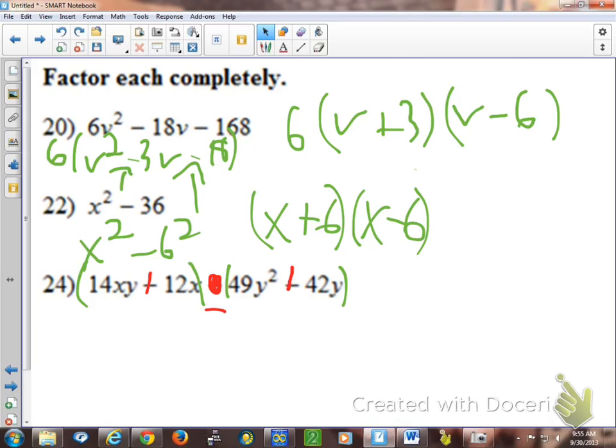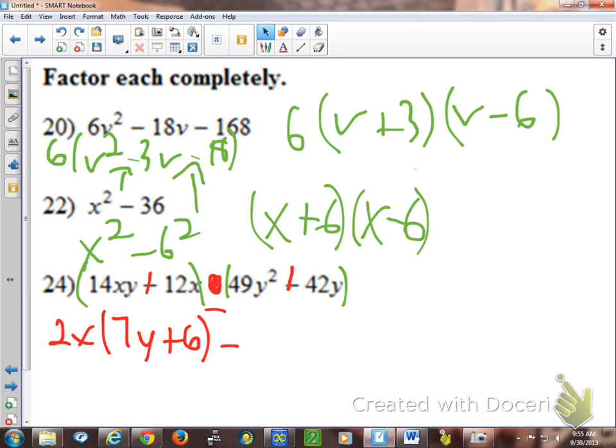All right. What factors out of the first one? 2x. Very good. So if you take out 2x, it'll be 7y. And 12x divided by 2x is 6.